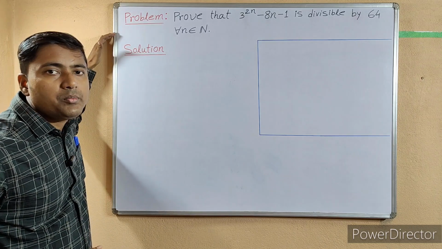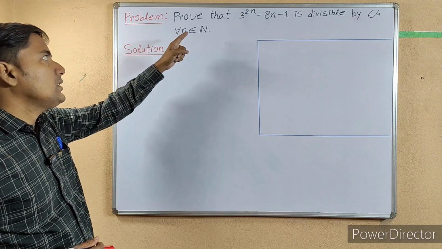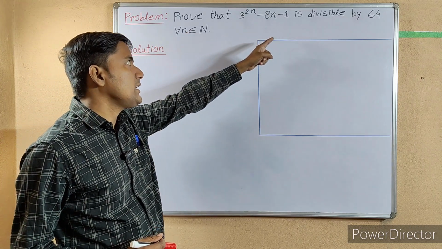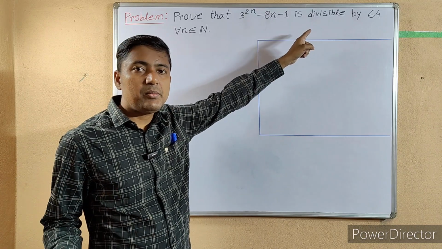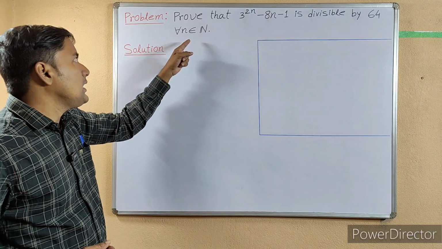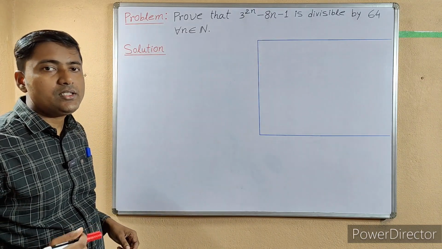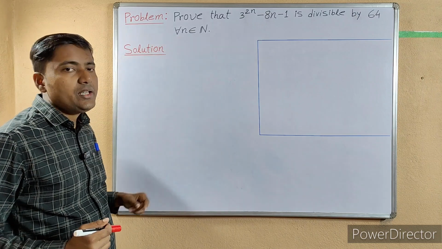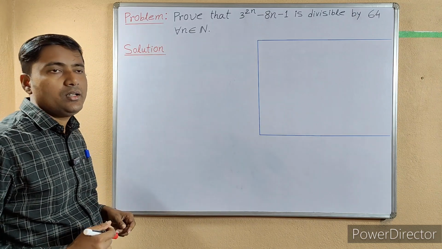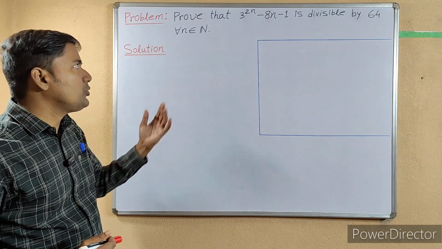So here is the problem. Prove that 3 to the power 2n minus 8n minus 1 is divisible by 64 for all n belongs to N. That is, for all natural numbers n. Now let's look at how to prove this.